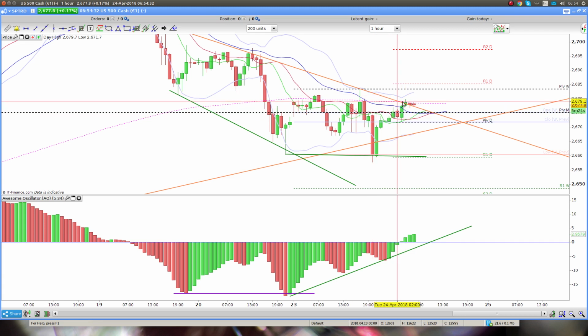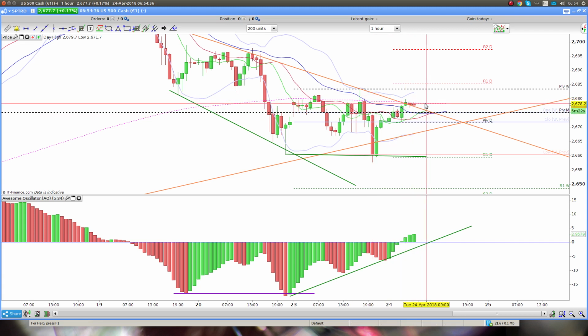So the first thing that I'm looking for now is a break of this 200 EMA. A break on the hour and a hold will give me the confirmation I need, but I'm also looking for a pullback to the blue line. I want to test this blue line, and I want that test to be successful, and then start moving back to the upside. That will give us the confirmation that we actually need on this trade.